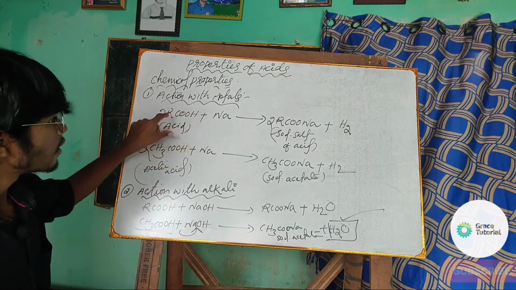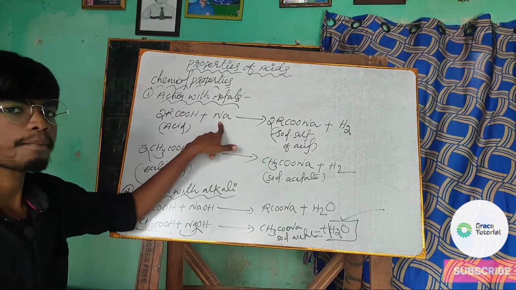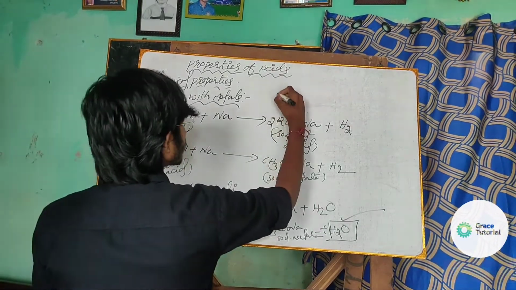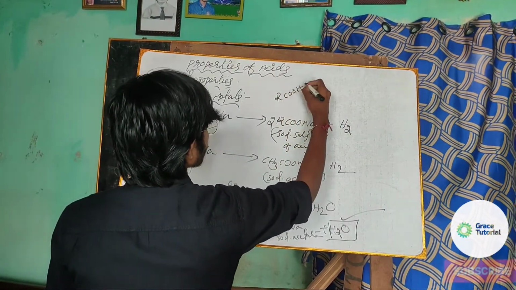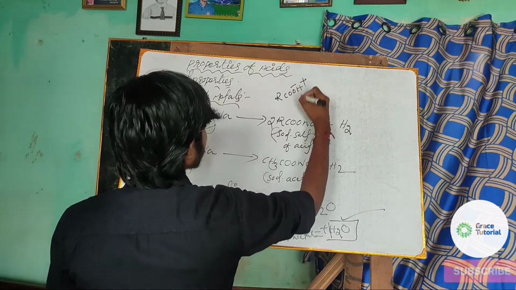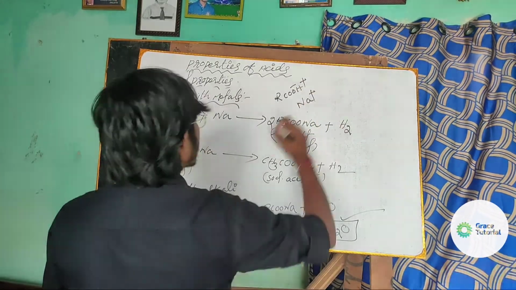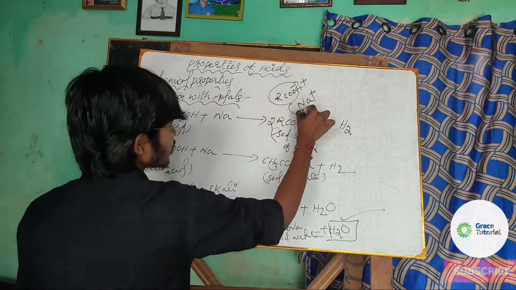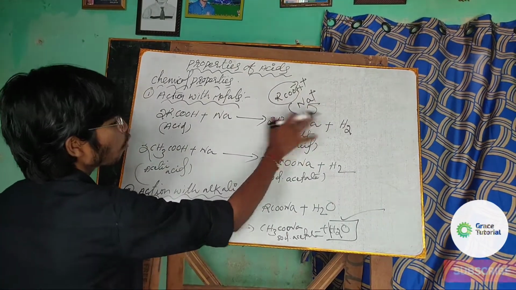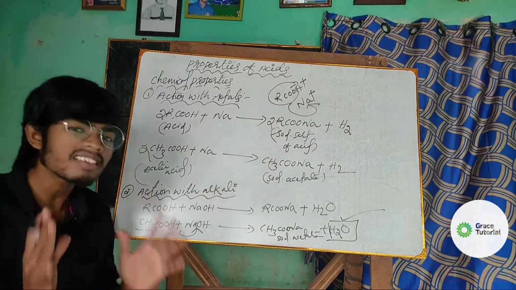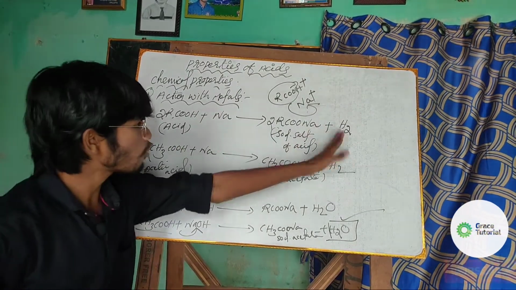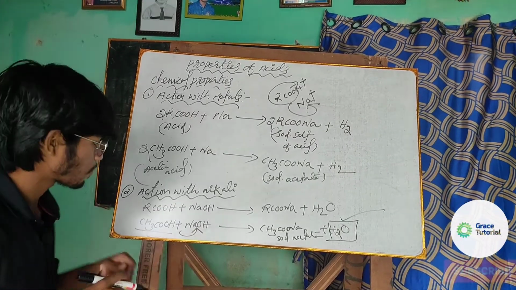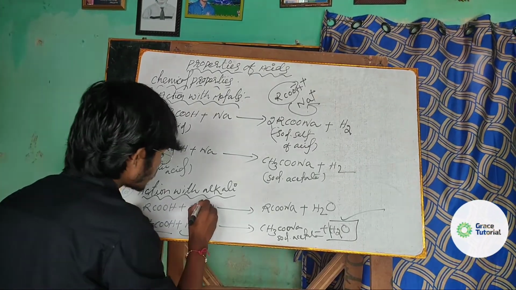Here the acid reacts with the metal, and how? If you dissociate this acid, you will get RCOO minus and H plus, then sodium, Na plus. So the negatively charged part of this compound will react with the positively charged one. That's why in this way RCOONa, the sodium salt of the acid, is obtained, and hydrogen gas is liberated.